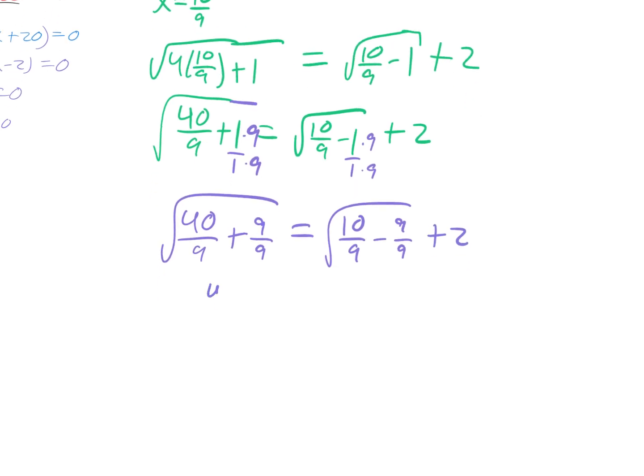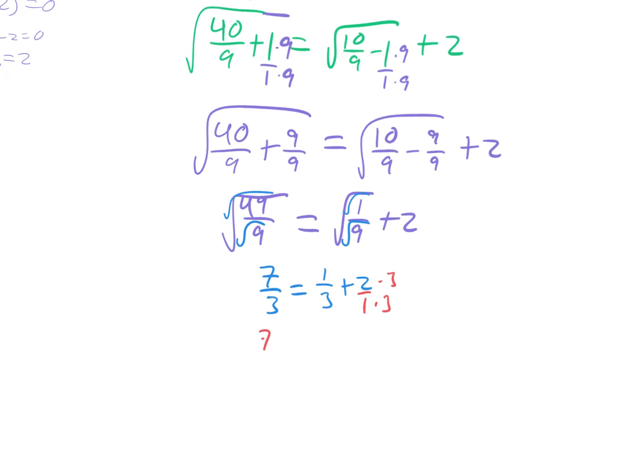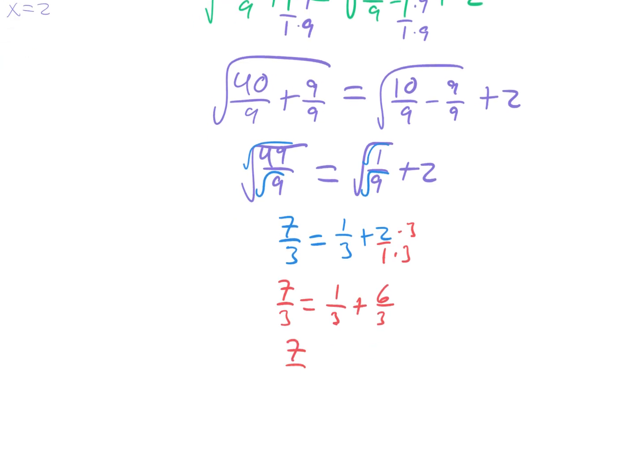All right, and then over here we get the square root of 49 over 9 equals the square root of 1 over 9 plus 2. And then, as always, if you're dividing under a radical, you can square root the top and square root the bottom. So we should get 7 over 3 equals, same thing here, square root the top, square root the bottom, 1 over 3 plus 2. And then one more common denominator. Multiply the top and the bottom by 3, we should get 7 over 3 equals 1 over 3 plus 6 over 3. And that does get you a true statement. We get 7 over 3 equals 7 over 3.